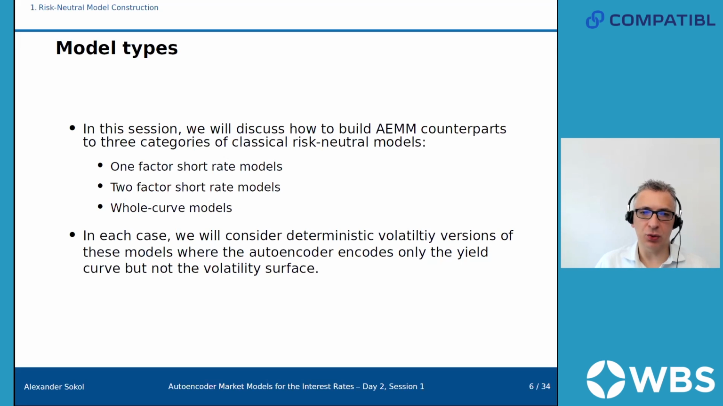We discussed it yesterday. To get a stochastic volatility autoencoder market model, you need to encode both the yield curve and the volatility, and perhaps add a latent variable to do that. Today, we'll be discussing only deterministic volatility autoencoder market models. For that, we will only encode the yield curve, but not the volatility surface. The volatility surface will become a deterministic function of the curve, as it is in any deterministic volatility model. That's what deterministic volatility means, right?